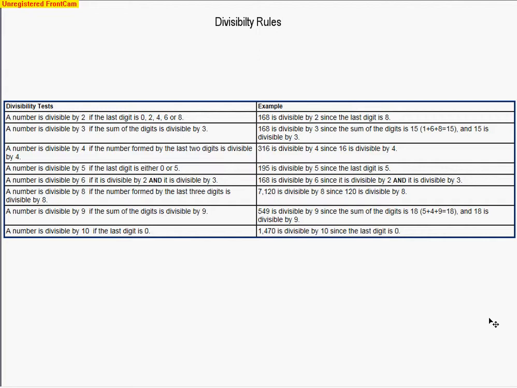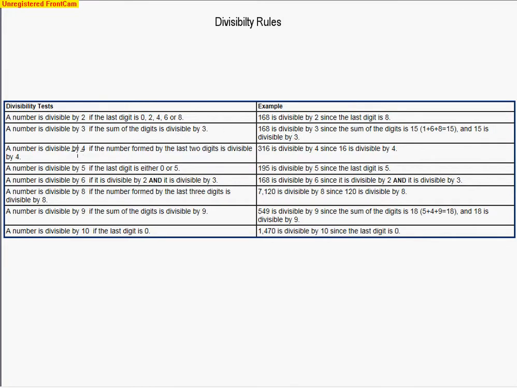There are several divisibility rules that I think are very important to know, and a couple of them are listed here. First of all, the divisibility rule for 2. Most people know that the number ends in an even number like 0, 2, 4, 6, or 8. So it gives you an example here of 168 would be divisible by 2 because 8 is an even number. And the divisibility rule for 3: the sum of the digits is divisible by 3. So if you look at this example here, 168 is divisible by 3 because the digits 1, 6, and 8 add to make 15, and 15 can be divided by 3.